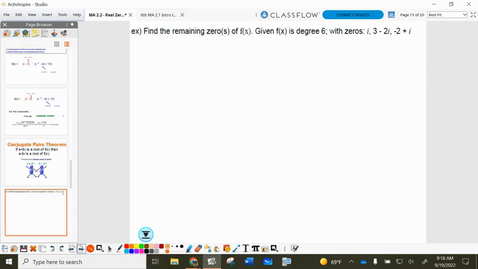Okay, so it says find the remaining zeros of f of x given that f of x is degree 6 with zeros at i, 3 minus 2i, and negative 2 plus i. Well, if i is a root, then negative i must also be a root. If 3 minus 2i is a root, then 3 plus 2i must also be a root. If negative 2 plus i is a root, then negative 2 minus i must also be a root by conjugate pair theorem. And that gives us 6 roots. It's degree 6, so we can't have any more, and those must all have a multiplicity of 1. So those are our remaining zeros just by conjugate pair theorem.